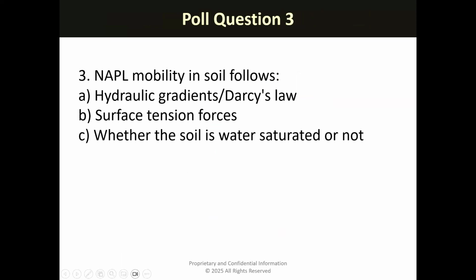Here, I'm going to do my third poll question, about what is the biggest effect on NAPL mobility in the ground? A, hydraulic gradients or Darcy's law. B, surface tension forces. And C, whether the soil is water saturated or not. So let's see the responses here.